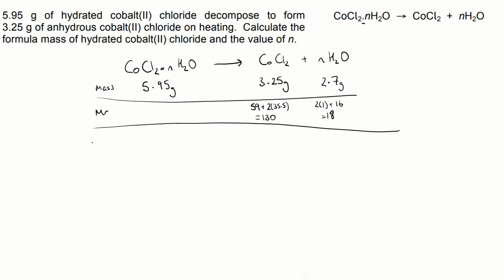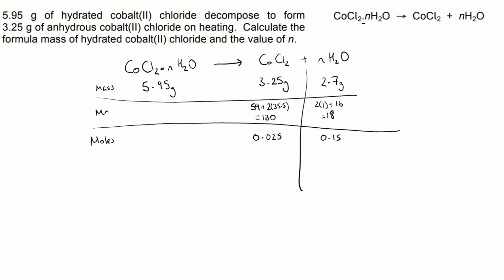Right, cool. Next, we need to work out moles. Now moles, we do mass over Mr. You're used to that now. So it's 3.25 divided by 130, and you get 0.025. I'm going to draw a line there. And for water, it's 2.7 divided by 18, and we get 0.15.